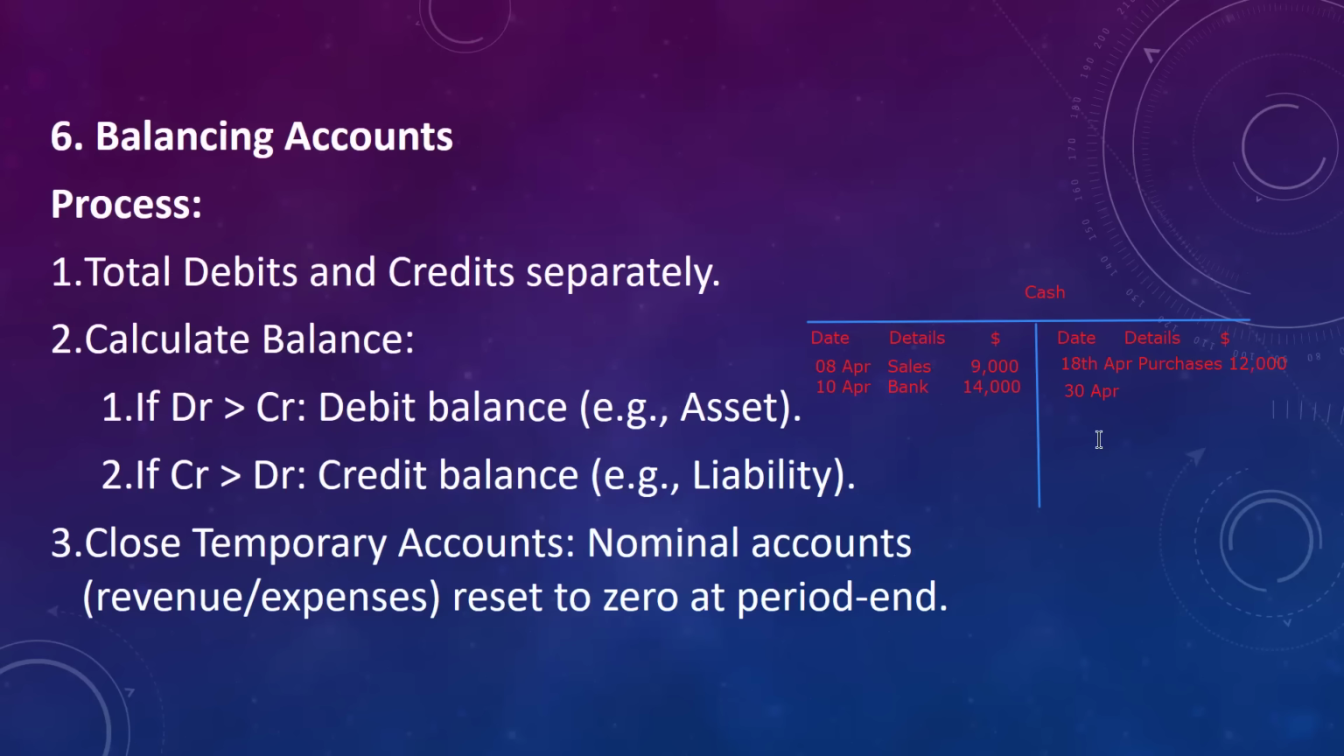The details now, I'm going to put as balance carried down or balance carried forward. Or for short, I'm going to write BAL C/D. BAL is short for balance, C/D is carried down. And then the amount I'm going to put is the amount of cash I have remaining, or in other words, the difference between both sides. So I'm going to add up the larger side, and I'm going to minus the smaller side from it. 9,000 plus 14,000 is how much?